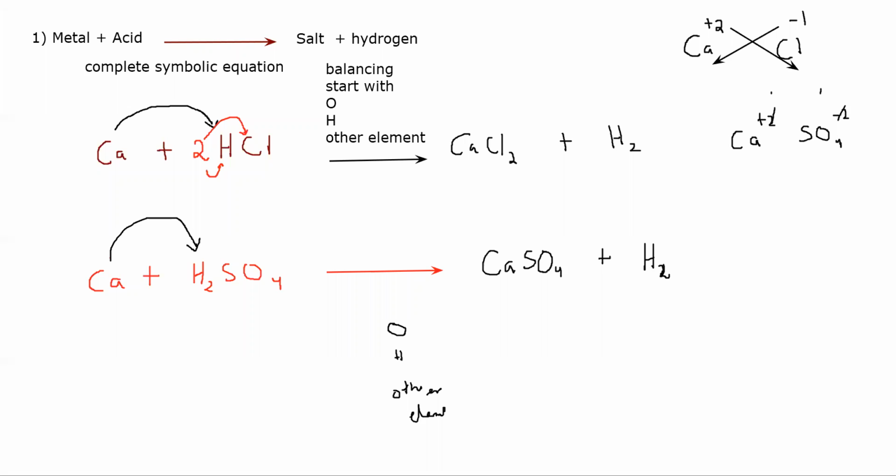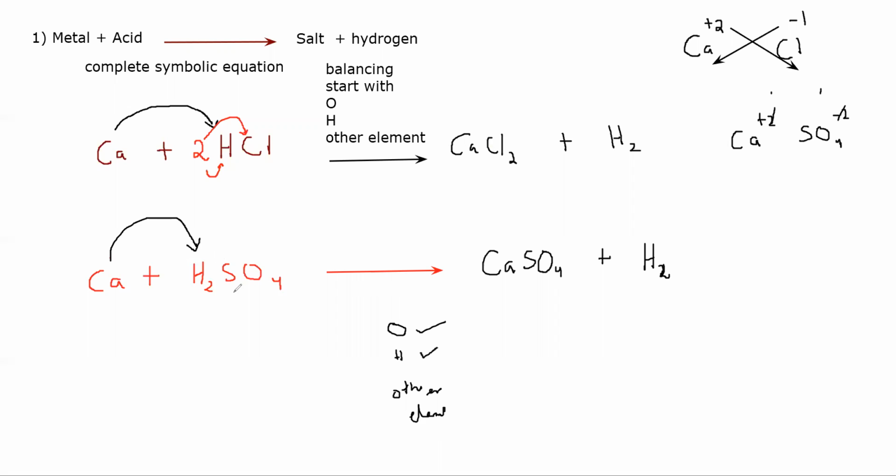So 4 oxygen on the right hand side. And how many oxygen on the left hand side? That's also 4. So oxygen is balanced. What about hydrogen? 2 hydrogen on the left and 2 hydrogen on the right. So hydrogen is also balanced.